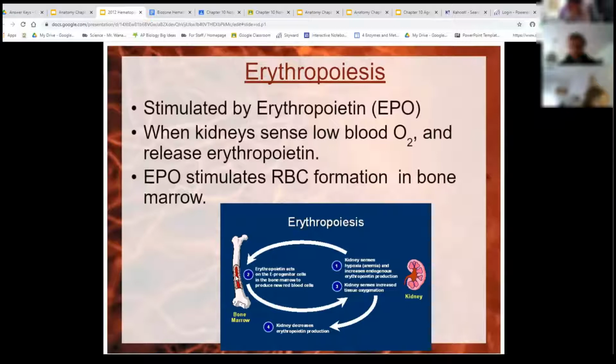So you want to know the hormone, erythropoietin. You want to know the stimulus, low oxygen. And you want to know the kidney produces the erythropoietin. So when oxygen levels are low, kidneys release erythropoietin, which stimulates red blood cell formation. On each of these slides, I'm going to show a little video because I'd like you to be able to visualize the process. They're all relatively short, like a minute, two maybe.